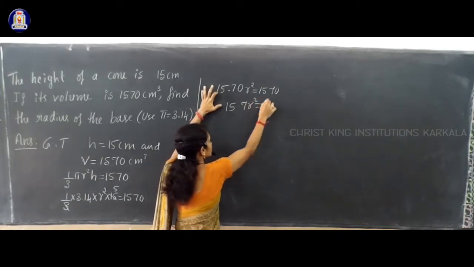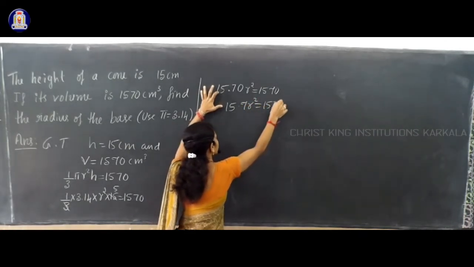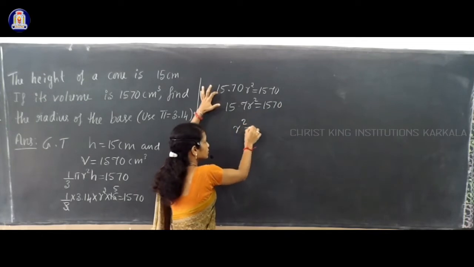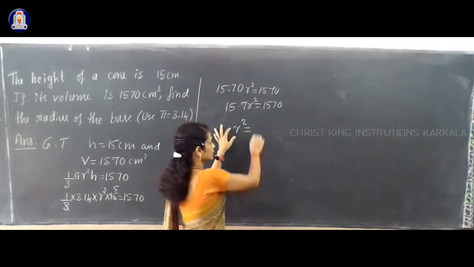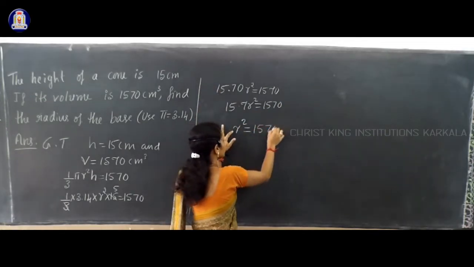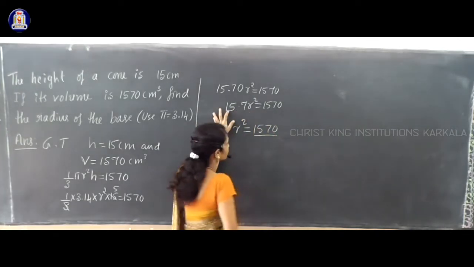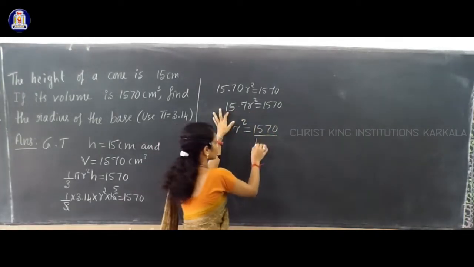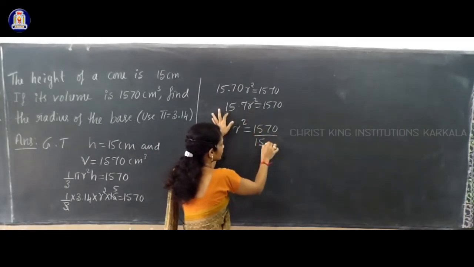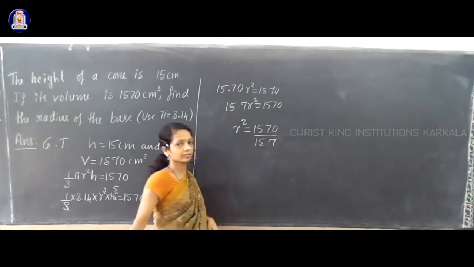So from this what we can write here, 15.70 means that you can write as 15.7 into R square is equal to 1570. So from this, separate R square: R square is equal to 1570, and 15.7 you send to the other side as a divide form. Okay, that is a multiplication form on this side, so send to the other side as a divide form.